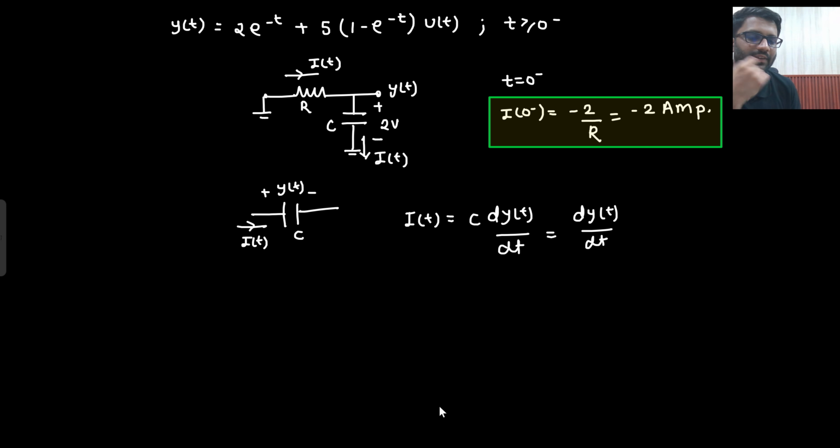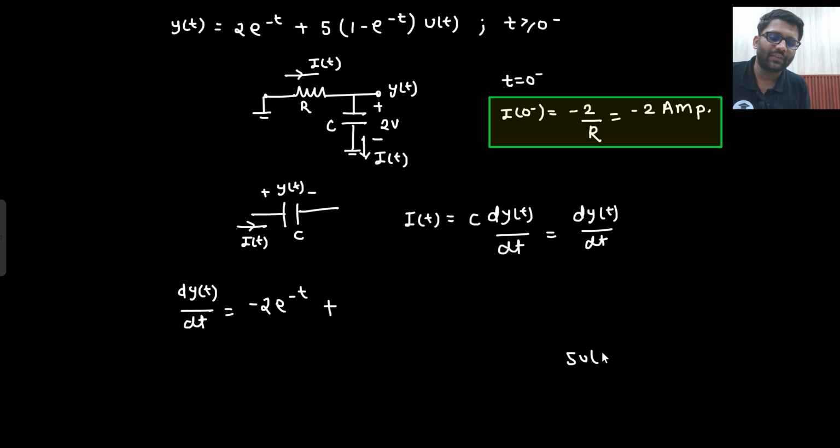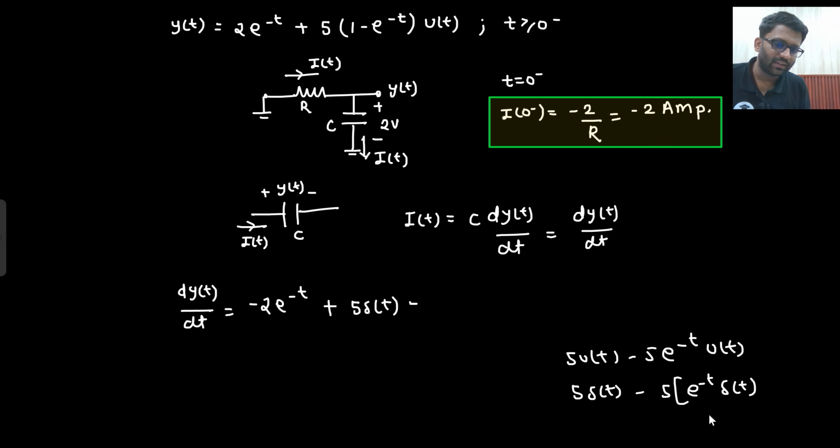So what is your i(t)? It is dy(t)/dt. If I differentiate this particular expression, what you are getting? Minus 2e^(-t) plus, differentiating this part, 5u(t) minus 5e^(-t)u(t). What is the differentiation of 5u(t)? That is 5 delta(t). So here you will write 5 delta(t) minus, first one as it is, differentiation of second, plus second one as it is, differentiation of first. So what you are getting? Minus 5 delta(t) only.